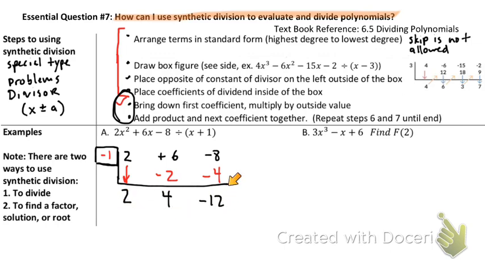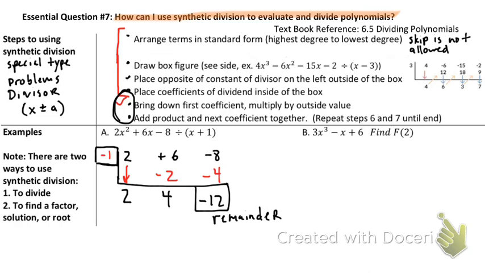What does this all mean? We are going to rewrite our answer. So this guy in the last column, I like to put a box around it. This guy is actually considered my remainder. He's going to be very important later. So -12 is my remainder.